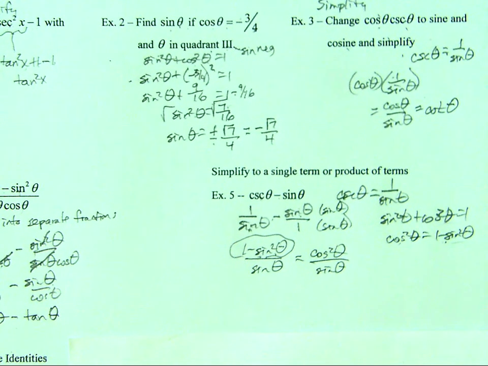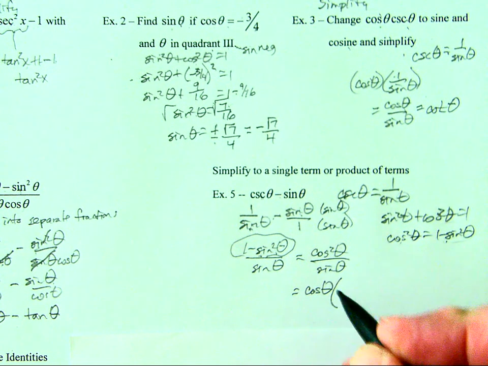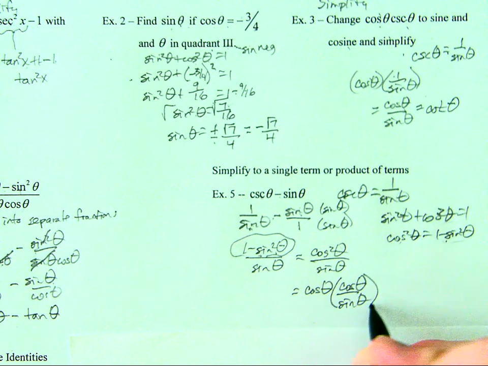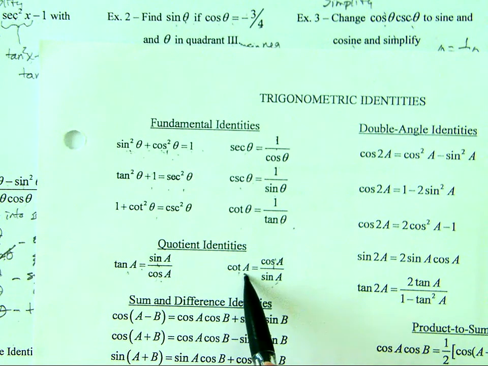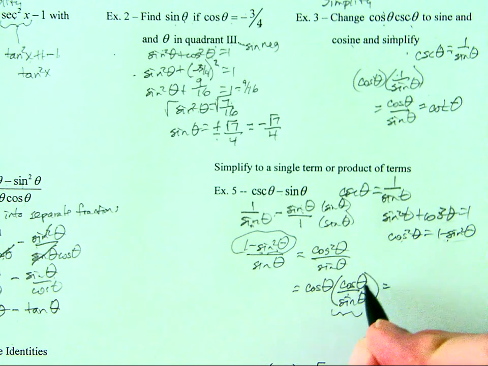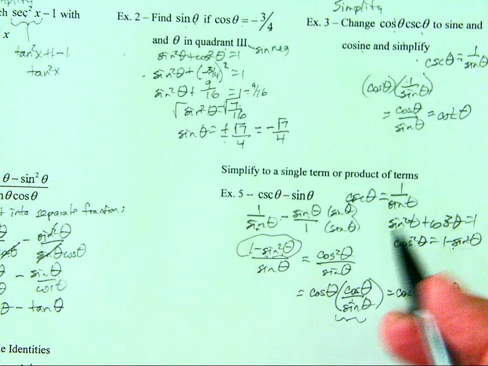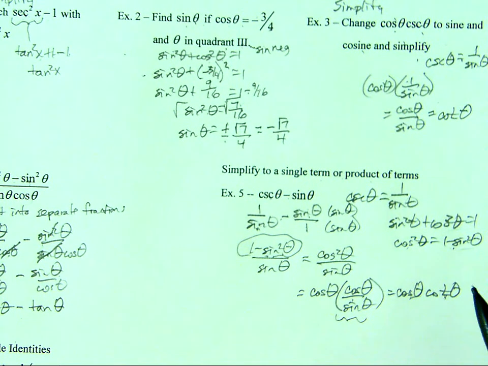That still doesn't really match an identity, but we could rewrite that. If we took a cosine theta out, that would leave us with a cosine theta on top and a sine theta on the bottom. Well, that helps us because that's an identity. Remember from our quotient identities, cosine over sine is cotangent. So we can change that to cotangent. So we still have a cosine theta. Now we change this to cotangent theta. Notice our instructions said change to a single term or product of terms. Well, now we have a product of two terms. These will seem really strange to you. We'll do them enough, we'll hopefully get used to them.